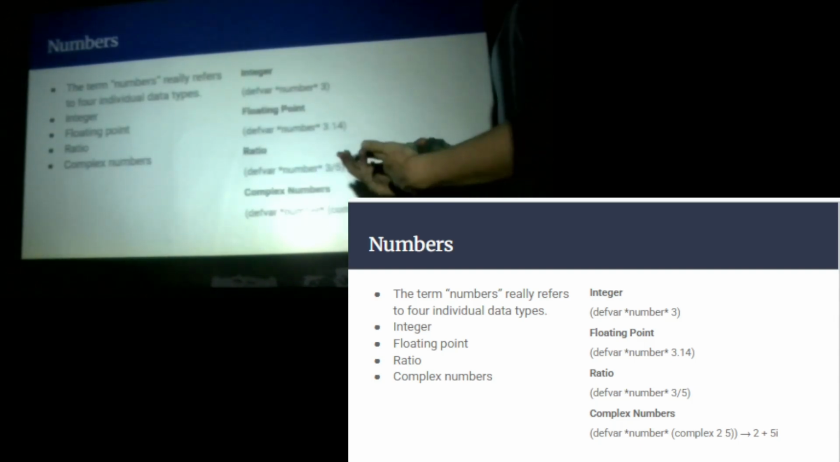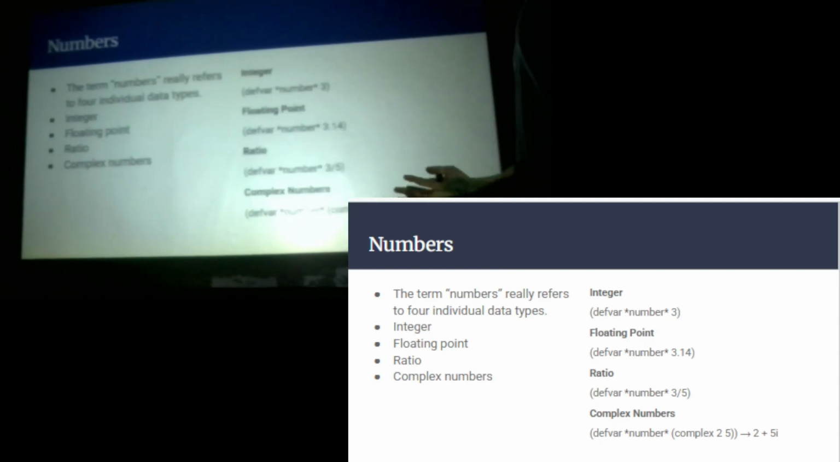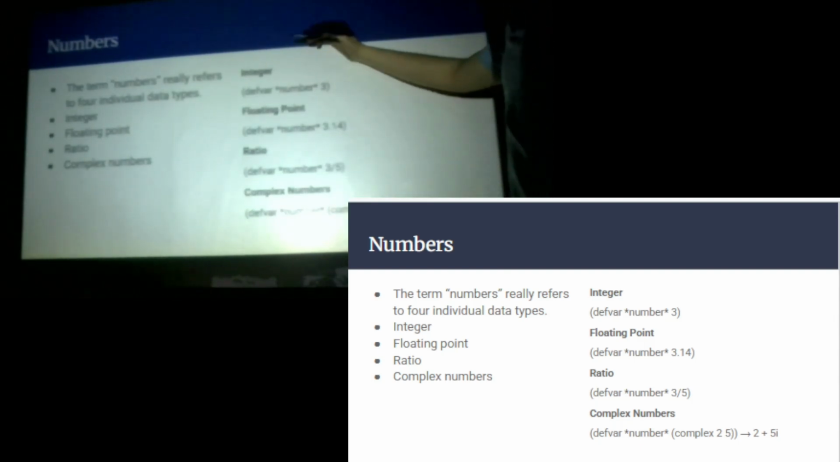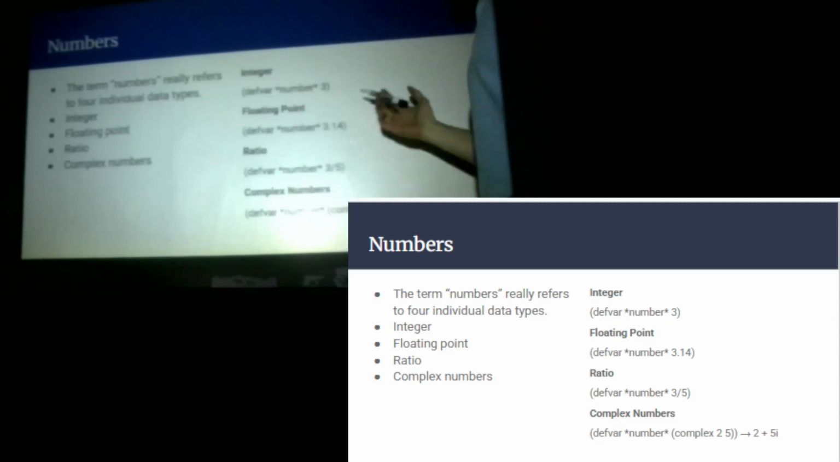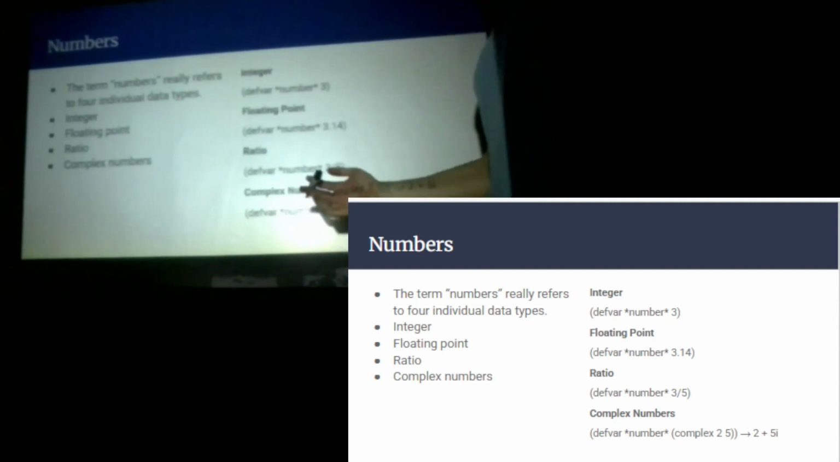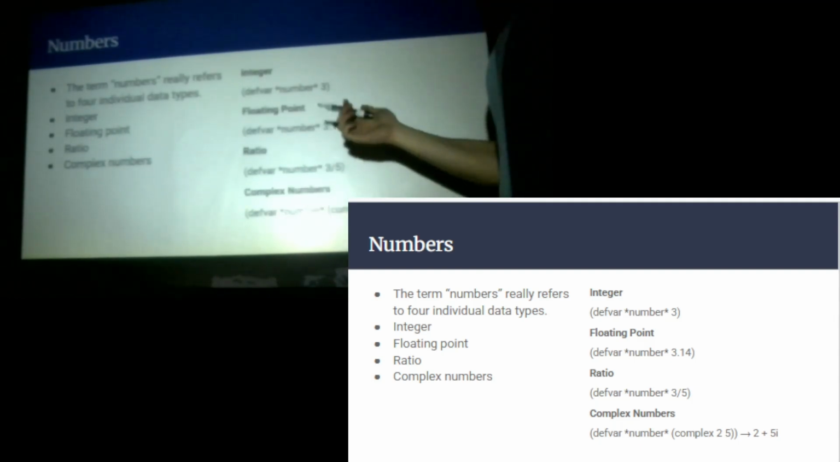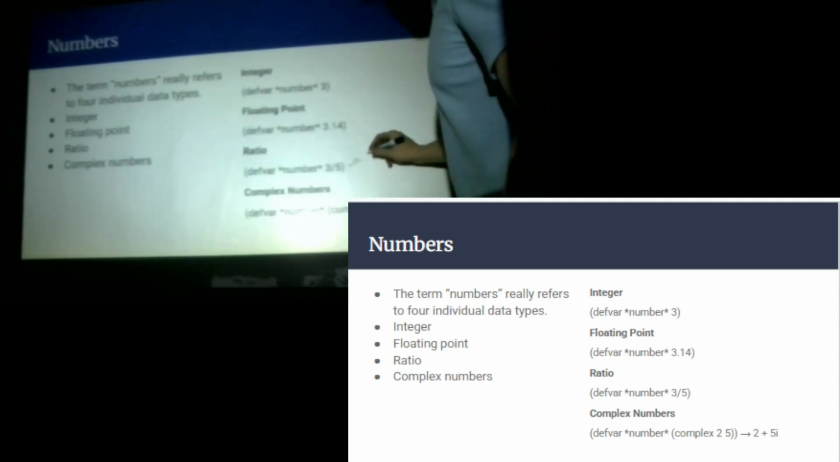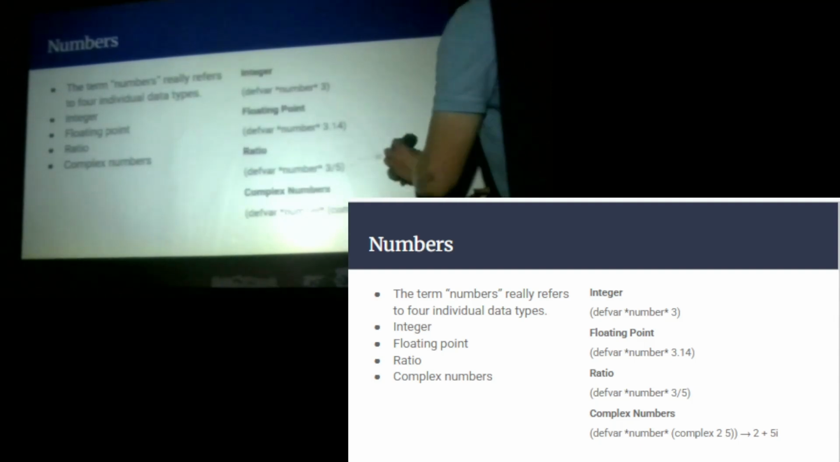But there are 4 basic numbers. Number itself is not a data type, but there are 4 data types that are part of the numbers family. Integer, which should be familiar to everyone: 1, 2, 3, 4, 5, whatever. Floating point, similar to a double in C++. It's just a decimal. Ratio is really the ratio between any two numbers, but is best used for decimals that can't be represented. Like 3/5 is kind of a bad example because this can be 0.6. Probably should have used 1/3 there.